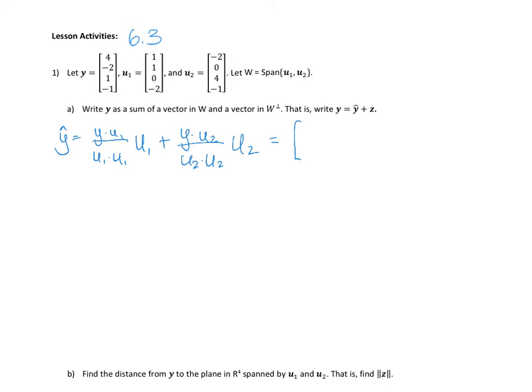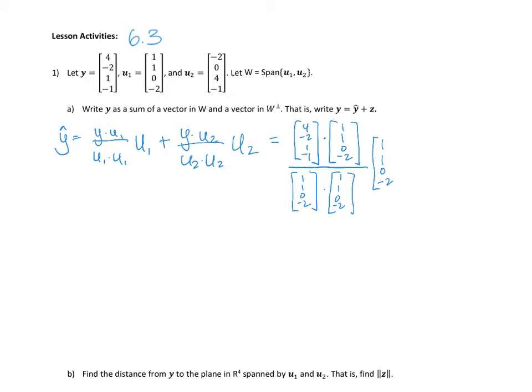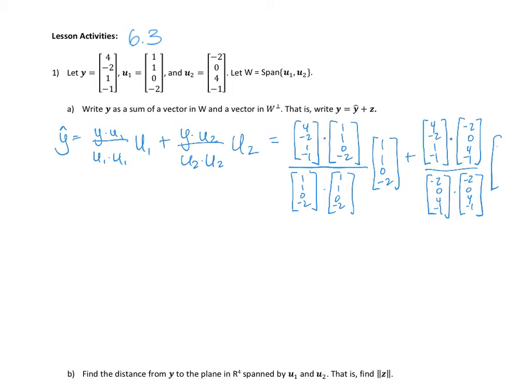Okay, so y is 4, negative 2, 1, negative 1, dotted with u1 over u1 dot u1 times u1, plus y dotted with u2 over u2 dotted with u2 times u2. Okay, now I just have to do some arithmetic.